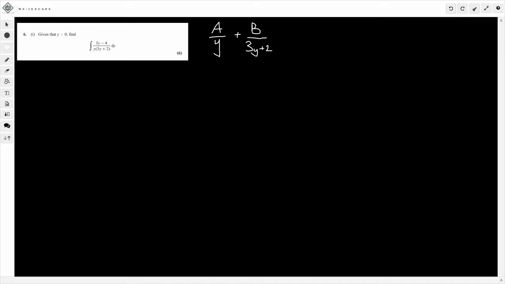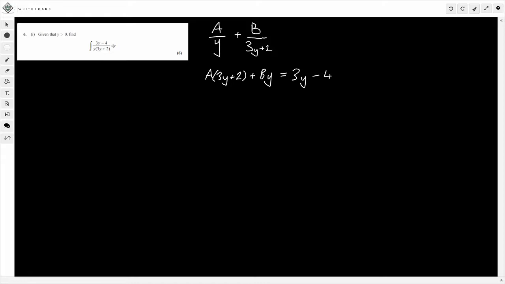Now, remember for partial fractions, we're going to do A lots of this and B lots of this denominator. So this is A lots of (3y plus 2) plus B lots of y. And this is always equal to your numerator. So this is equal to 3y minus 4 in this case for this question. So now what we've got to consider is getting the values for A and B.